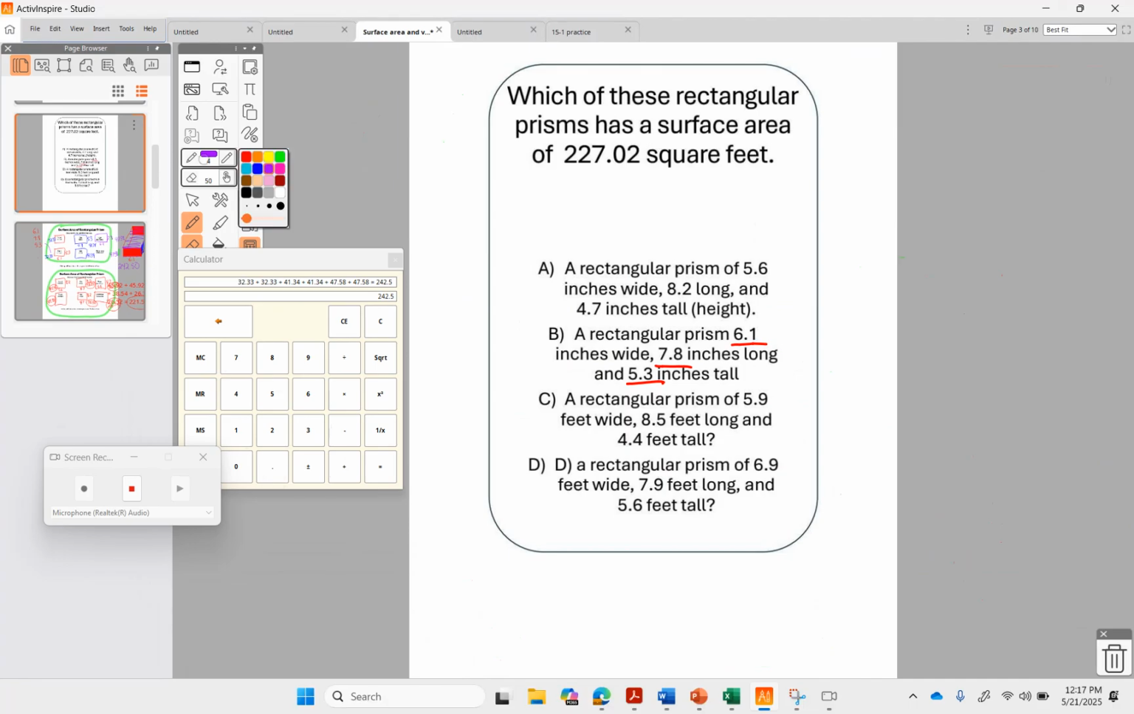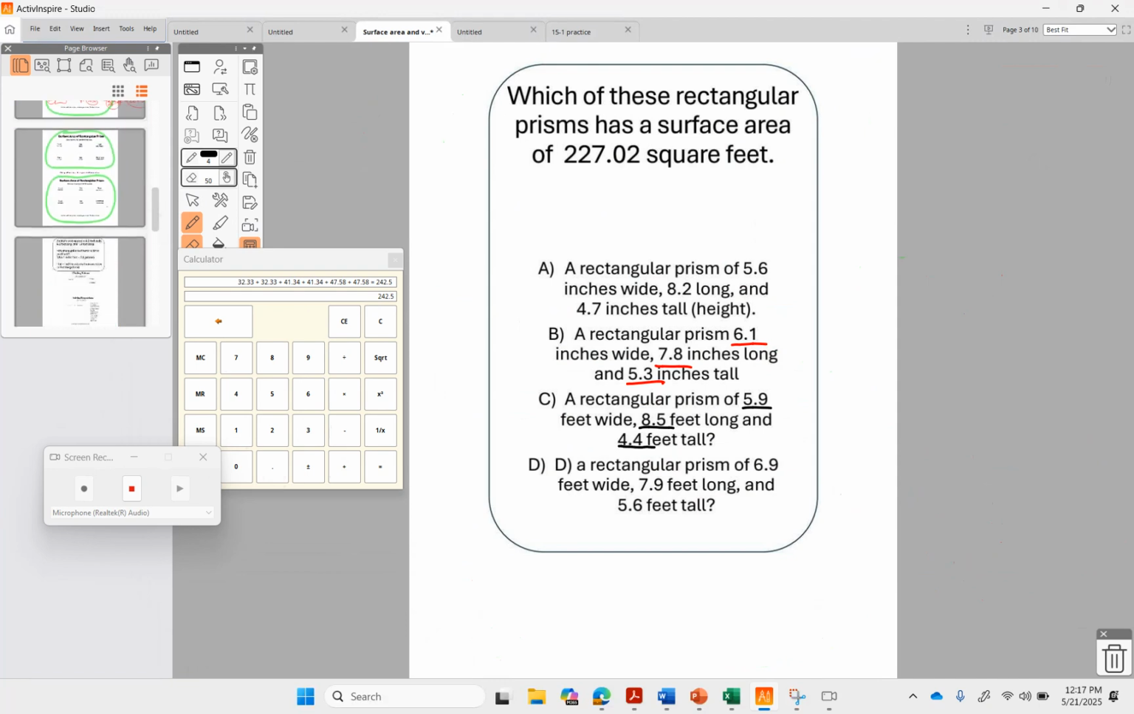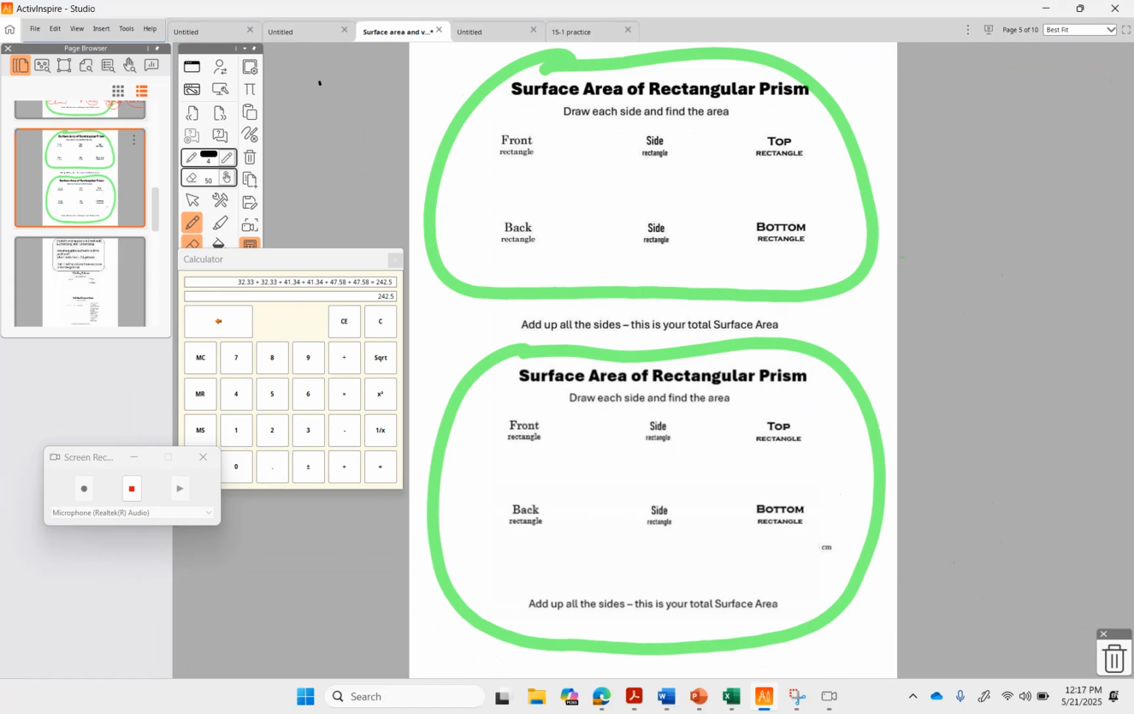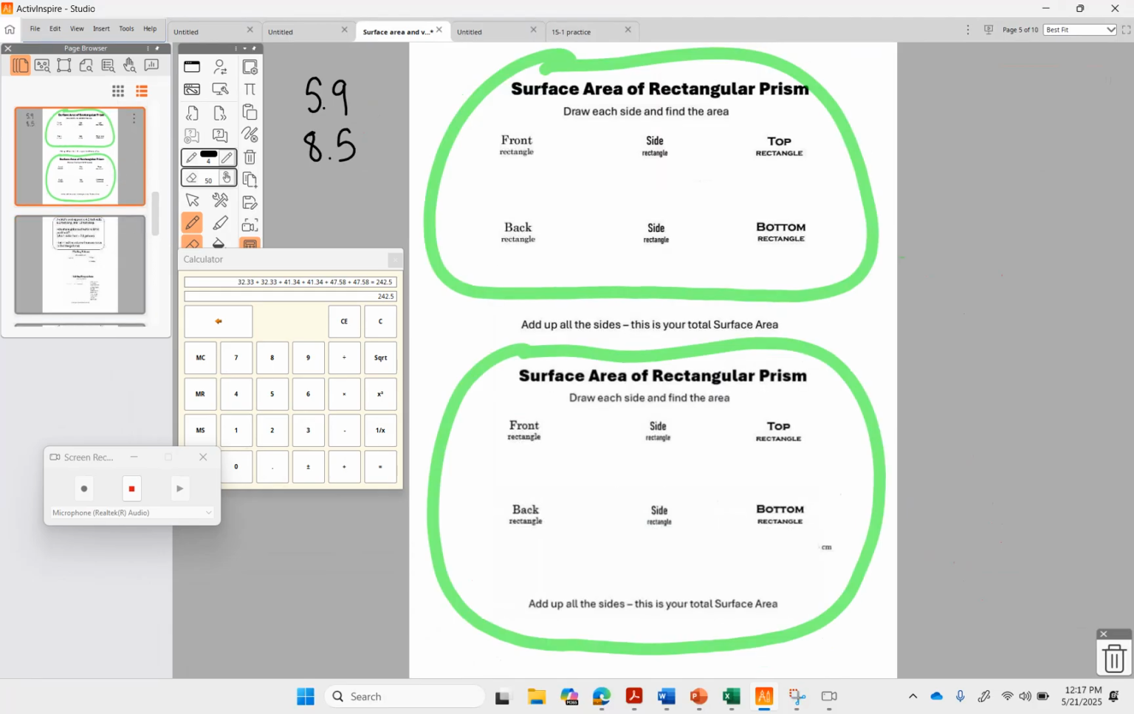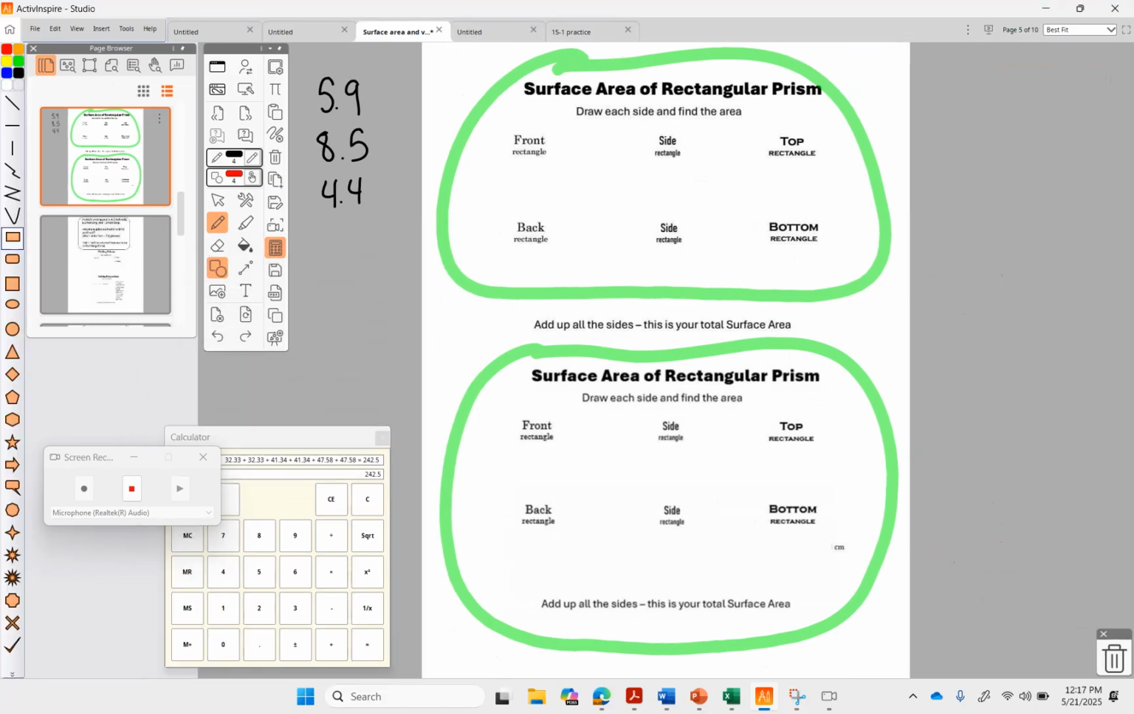So for the next one, I'm going to deal with 5.9, 8.5, and 4.4. So 5.9, I think it was 8.5 and 4.4. Let me double check. 5.9, 8.5, 4.4. So I'm again going to make a box.